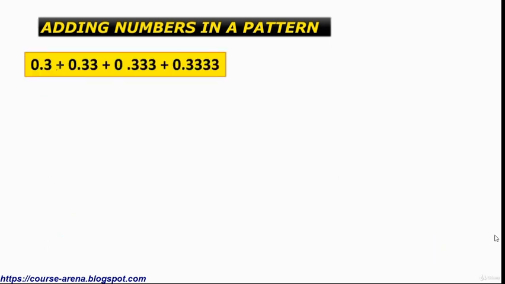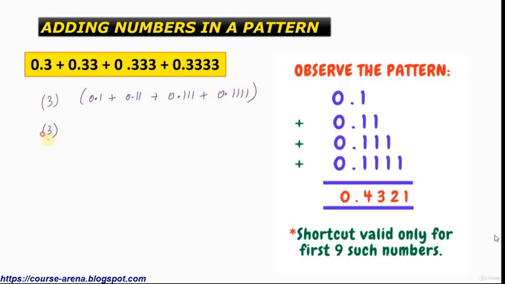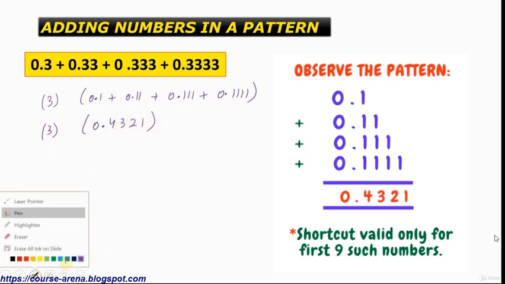This question has decimal places involved. So we are going to take 3 common, and we are going to write 0.1 plus 0.11 plus 0.111 plus 0.1111. And hence we will get 0.4321. So all we need to do is a little bit of multiplication.